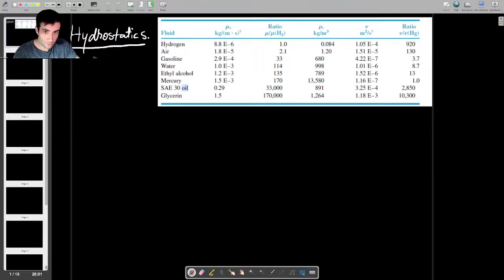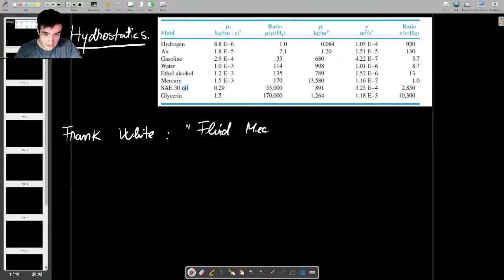point, and if you want to know where I'm doing the problems from, the book is Frank White, and the name of the book is Fluid Mechanics. So it's Fluid Mechanics, and I think it's the 4th edition. So those are all the details so far. So yeah, this is where I'm going to take the problems from.